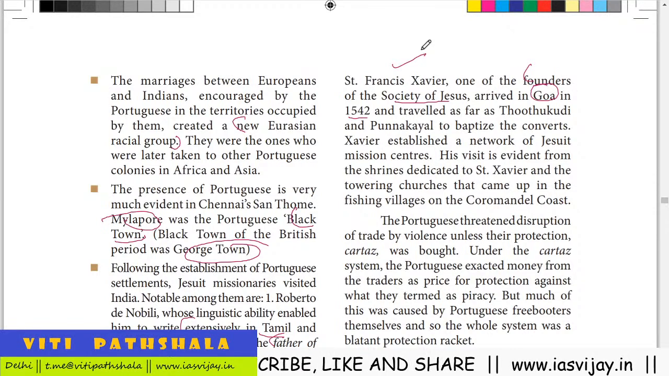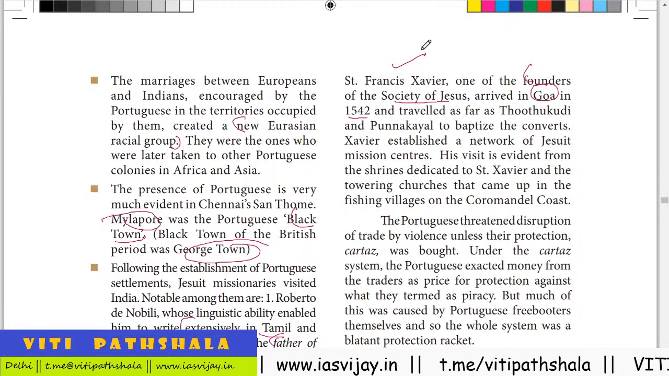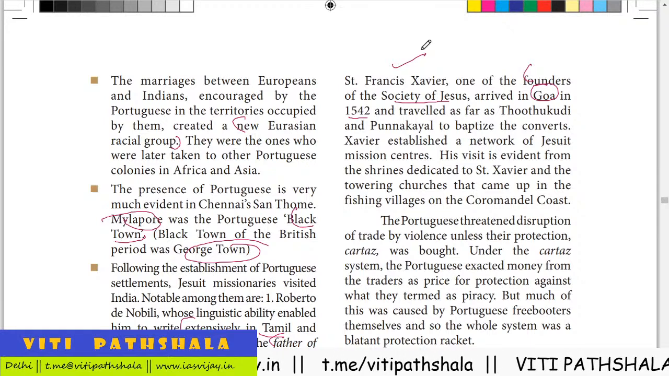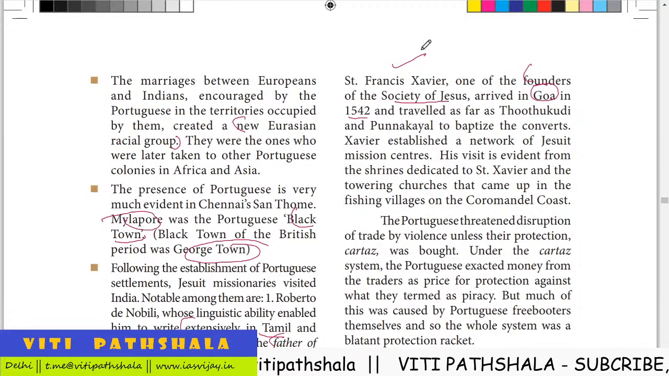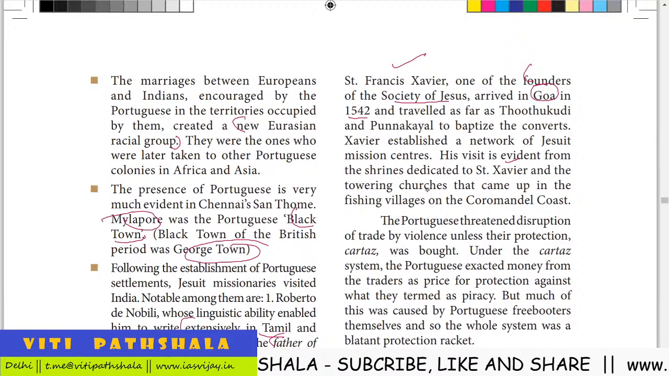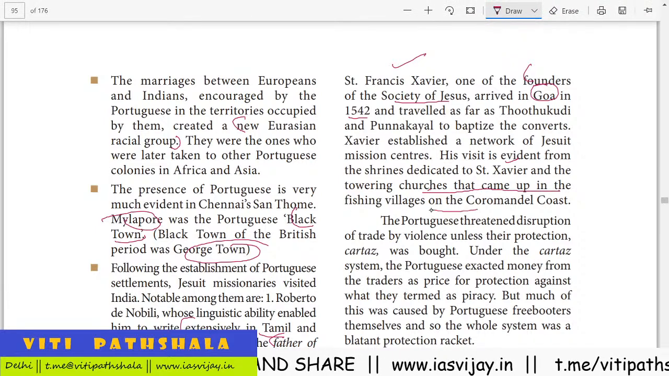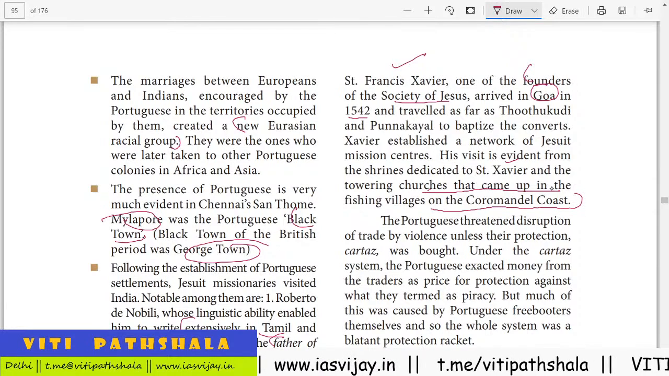the converts. Now, Xavier established a network of Jesuit mission centers. His visit is evident from the shrines dedicated to Saint Xavier and the towering churches that came up in the fishing villages of the Coromandel coast.